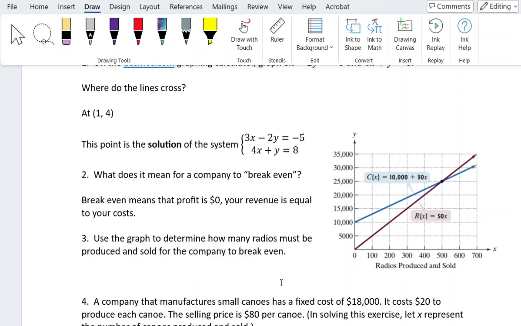So how many radios must be produced and sold for the company to break even? That would be the x-coordinate of that point where the two lines cross, which is 500. The y-coordinate tells me that when I produce and sell 500 radios, my costs are $25,000 and my revenue is also $25,000, leaving me with $0 profit.